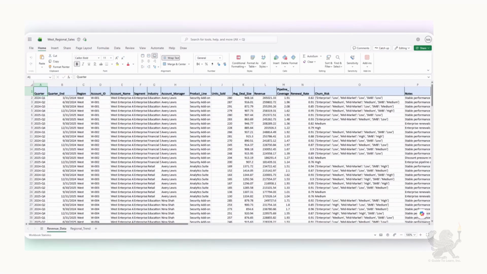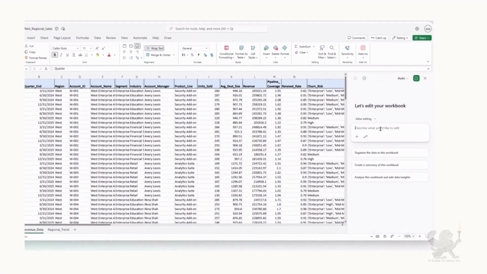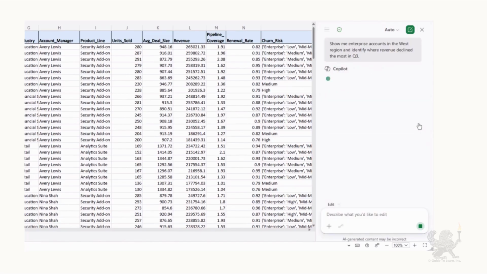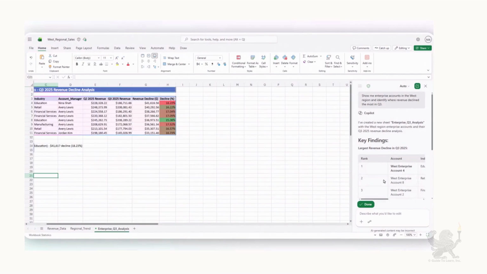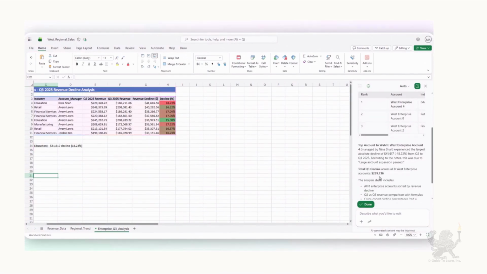With the problem identified, Alex opens the West region's workbook in Excel and launches Copilot. Since she already knows the decline is tied to enterprise accounts, she starts with a focused question instead of manually filtering rows and scanning the data. "Show me enterprise accounts and identify where revenue declined the most in Q3." Copilot provides a summary table and also creates a new sheet in the workbook for easy tracking.